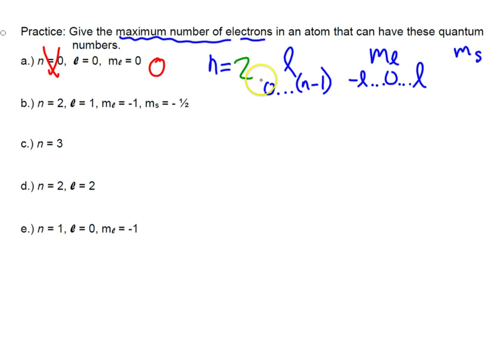If n is 2, that would give you L's of 0 to 1. And if L is 1, that would give us m sub L values of -1 to 1. Within m sub L of -1, the possible ms values would be +1/2 and -1/2. This is a valid address, and it's a complete address. And due to the Pauli exclusion principle, we know that only one electron can exist at a certain full set of quantum numbers.